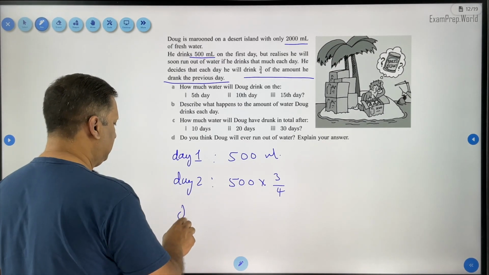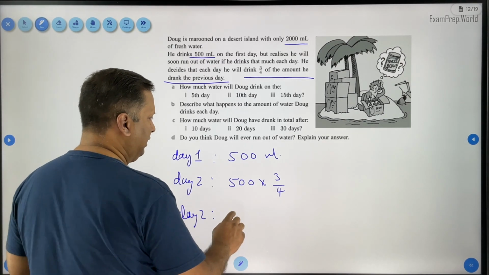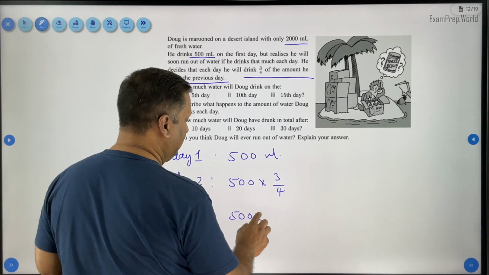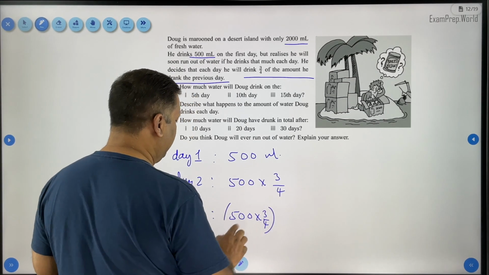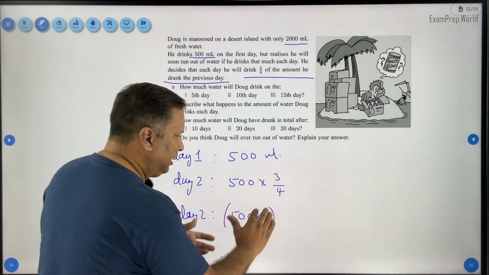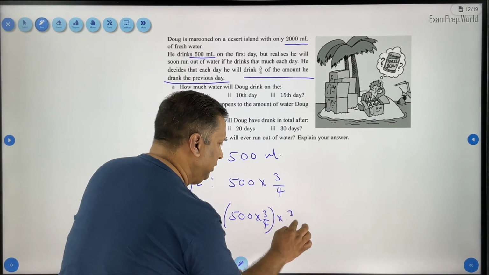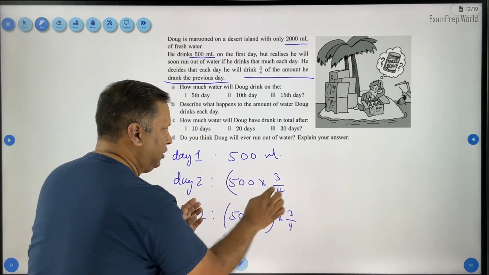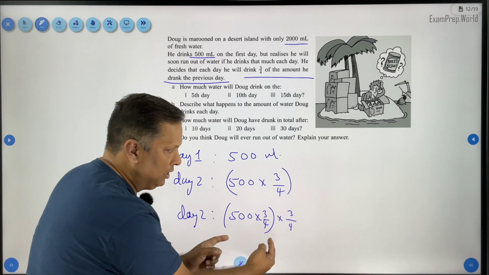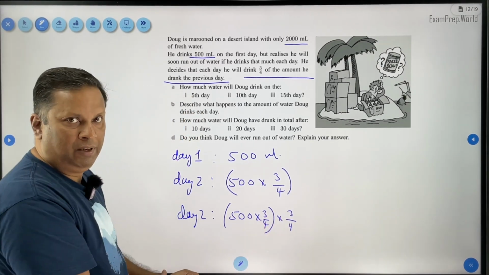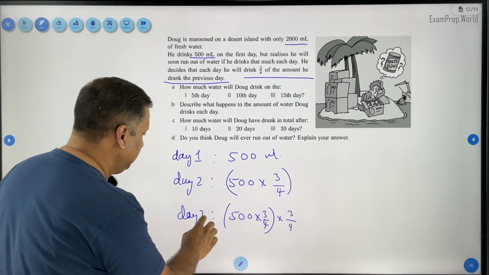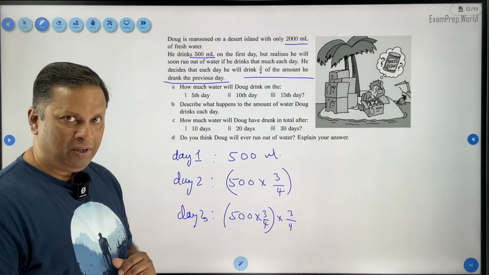Let it be like that, don't even calculate the value, I'll tell you why. On day 2, he drank 500 into 3/4 is the amount he drank on the second day, and then 3/4 of this particular amount of day 2. Day 2 I have written as it is, and I added 3/4 of this. He will drink on the day 3. This is day 3. Okay, understanding, right?